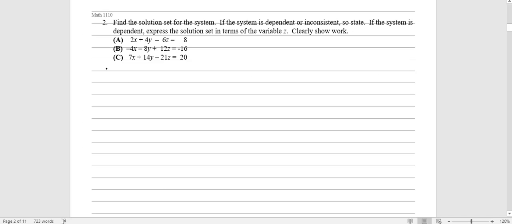Our next system is shown. I'm going to focus my attention on the elimination of x.